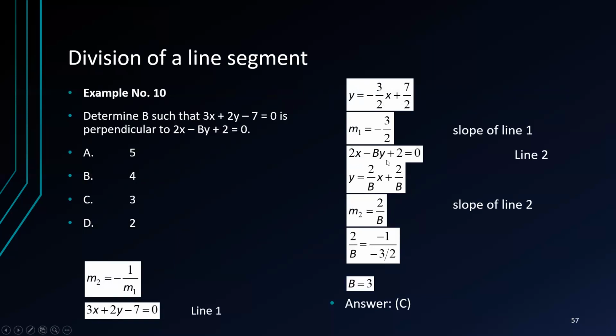Then 2x minus by plus 2 is equal to 0. So y is equal to 2 over b, x plus 2 over b. So the slope of line 2, M2, is equal to 2 over b. But M2 is negative 1 over M1. So this is 2 over b is equal to negative 1 over negative 3 over 2. So b is equal to 3. Diba? C.